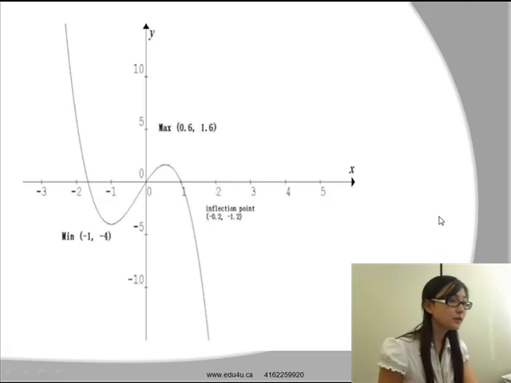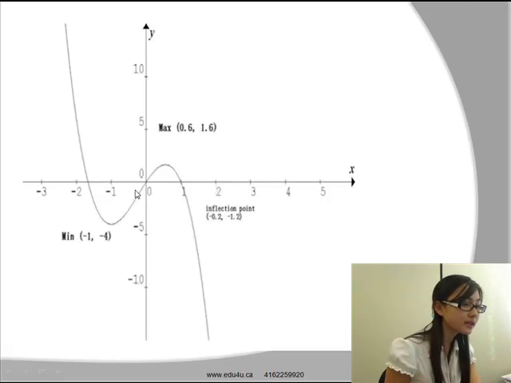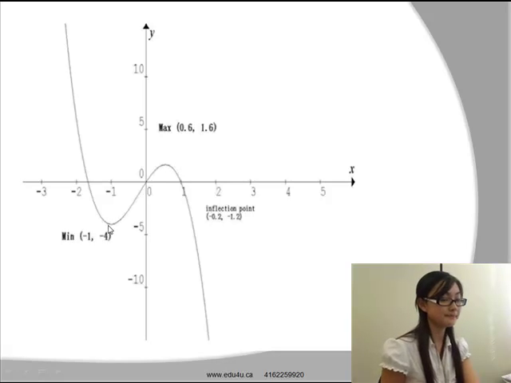And there we have the graph. At about negative 0.2 for x, we have the inflection point. At about 0.6, we have the maximum, and at negative 1, we have the minimum point.